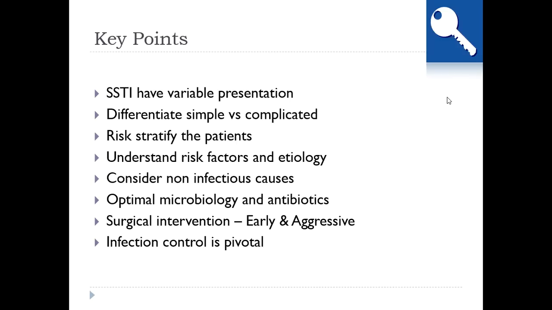As I told you, DRESS, TEN, Stevens-Johnson, vasculitis rash, contact dermatitis. Why can it not be this? Why only staph or streptococcus? So surgical intervention is the key, early intervention, and after the intervention, infection control. Because the skin infection clears, and then again something happens.